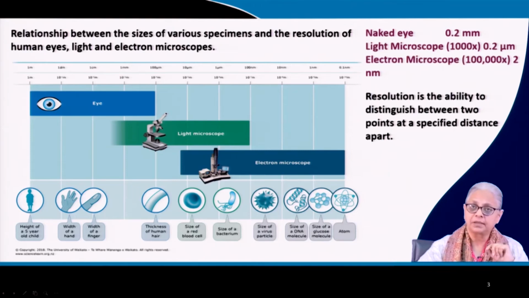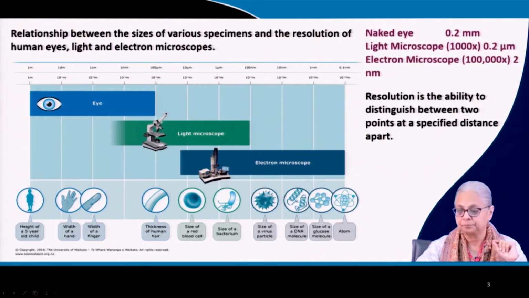And one atom is considered to have, again, this is a gross approximation, it depends on the nature of the element you're looking at, but we normally assume that one atom is 1 angstrom, and an angstrom is 10 to the power minus 10 meters. What does all this have to do with microscopy? What is my ability to recognize an object in front of me?